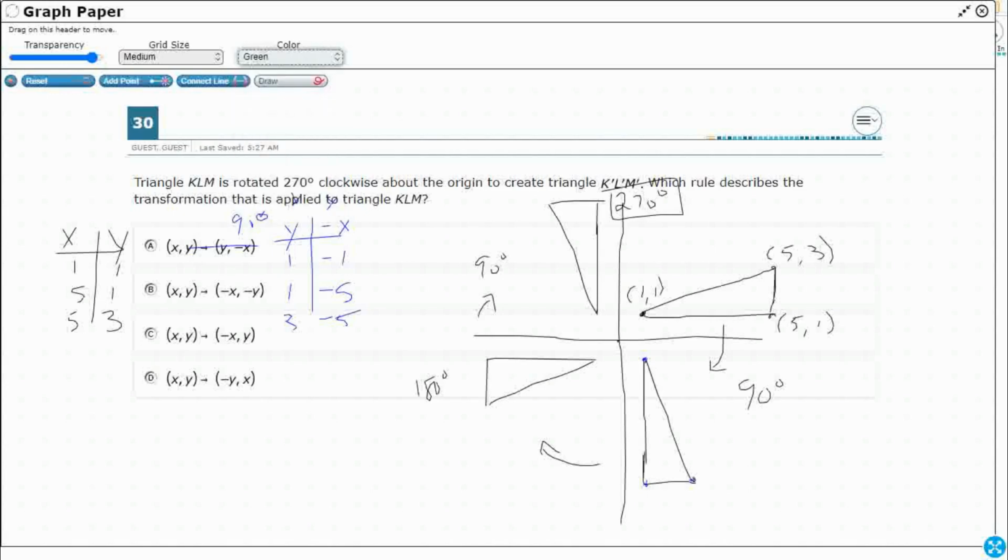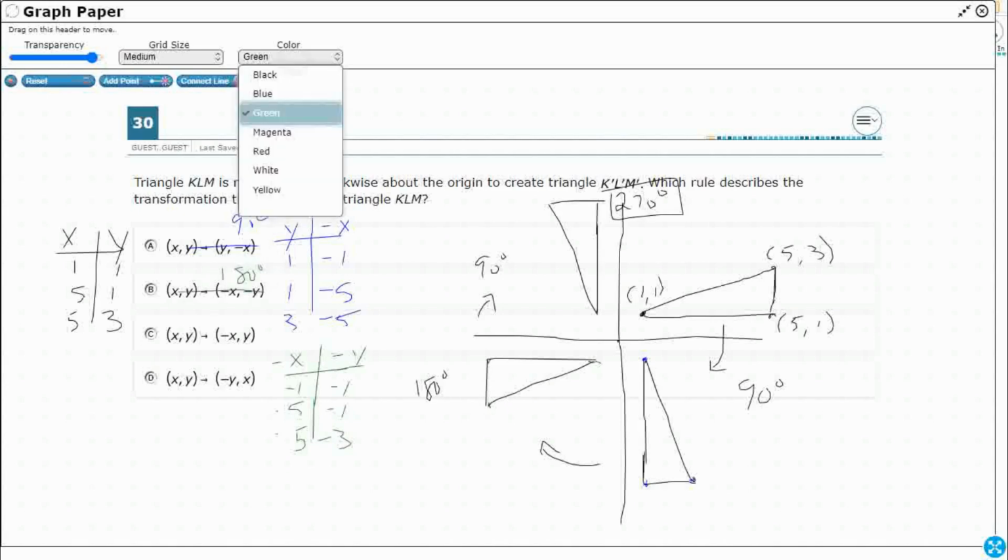Let's check this next one: (negative x, negative y). That's going to be (negative 1, negative 1) right there. Then I got (negative 5, negative 1). So there's your 180 degree turn right there. And then your (negative 5, negative 3) right there. So this is your 180 degree turn, either clockwise or counterclockwise.